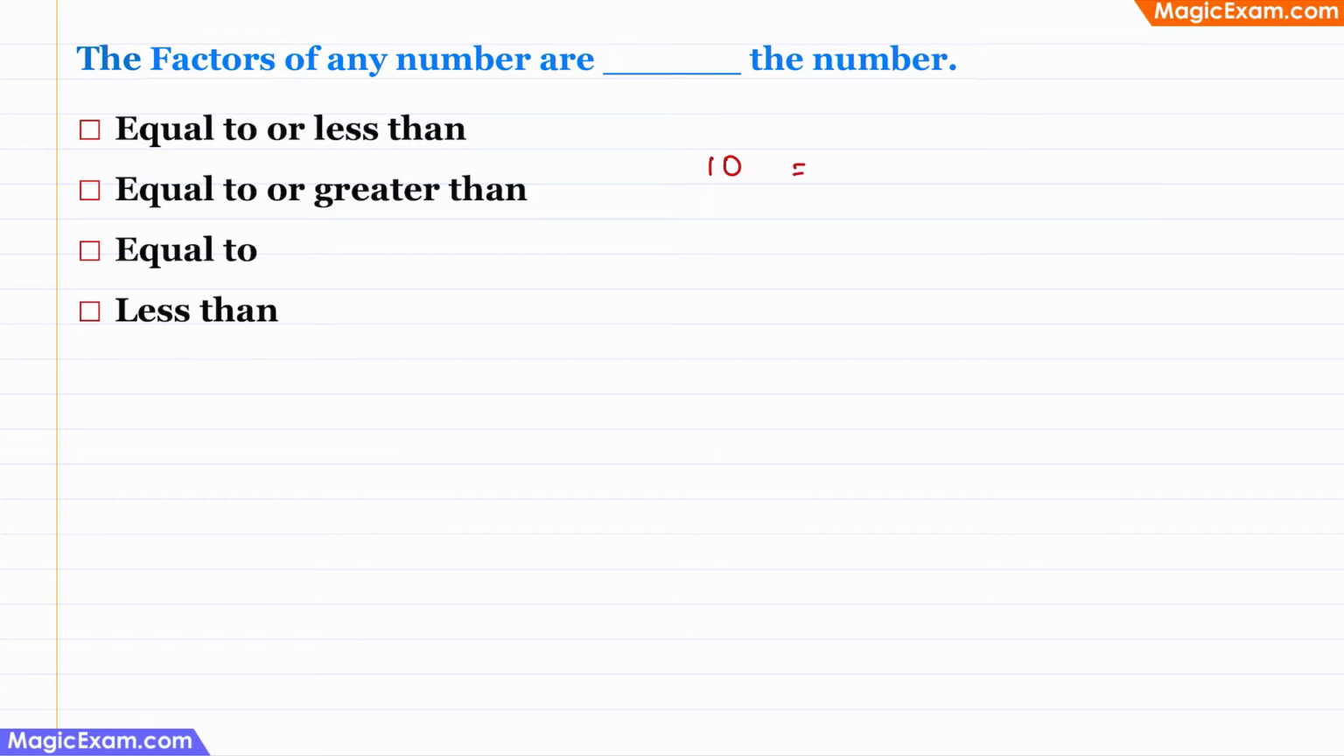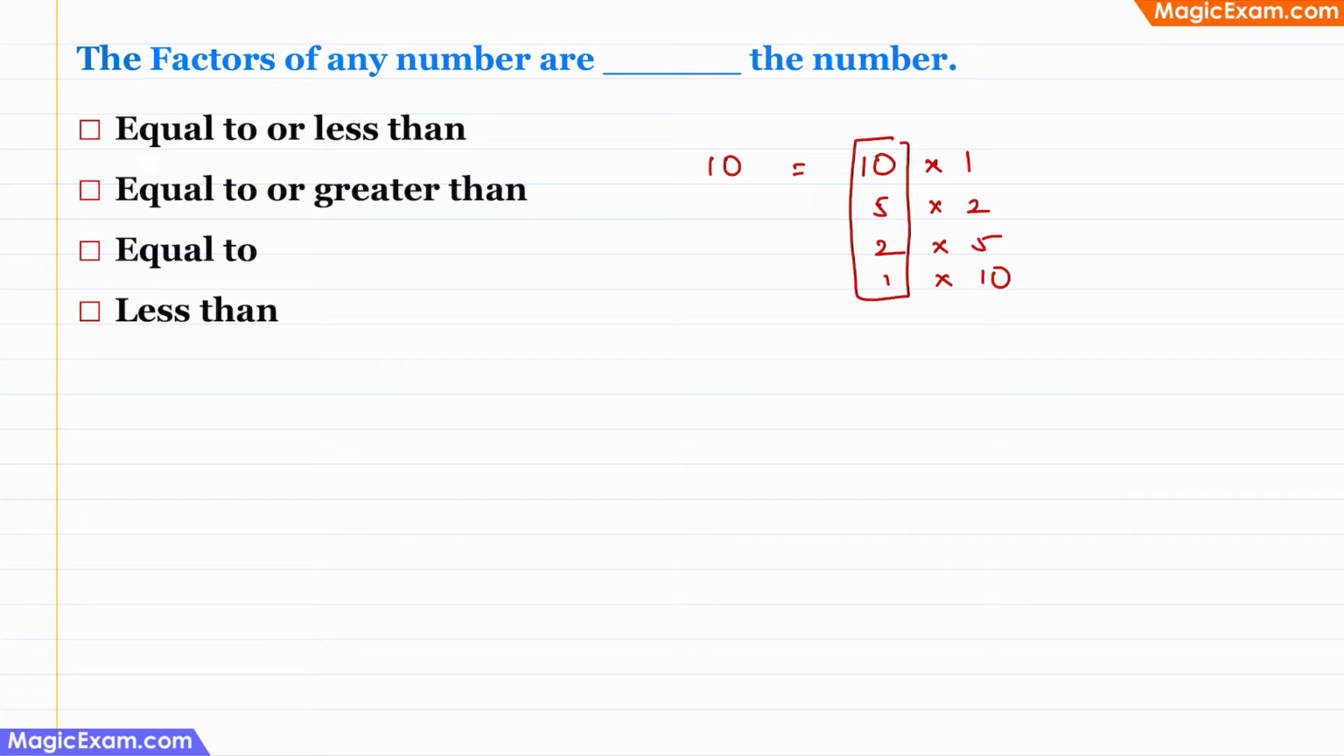What are the factors of 10? The factors of 10 are all those numbers using which we can divide 10. So we can divide 10 with 10 because 10 ones are 10. We can divide it with 5, 5 twos are 10. We can divide it with 2 because 2 5s are 10, and we can divide it with 1, so 1 10s are 10. Therefore, the factors of 10 are 10, 5, 2 and 1.